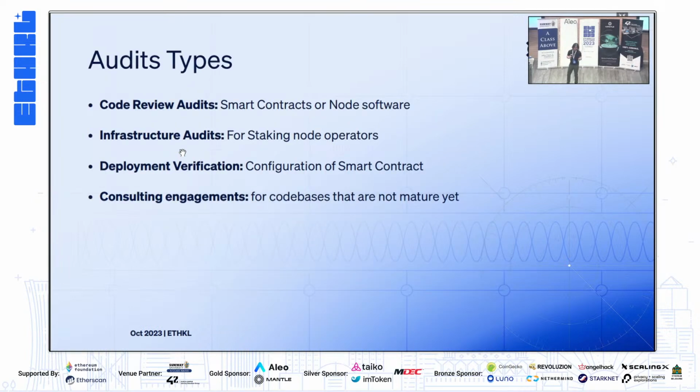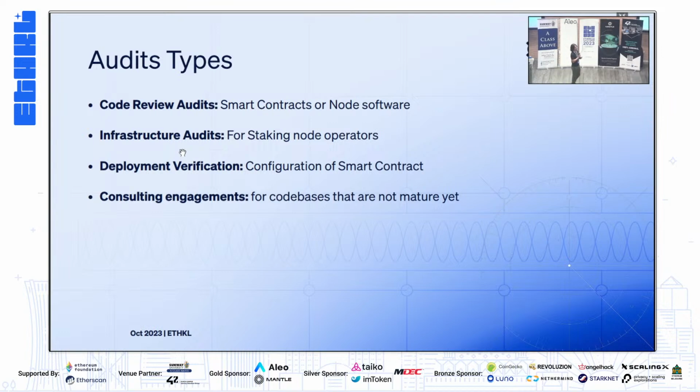So I'm also going to quickly talk about the different audit types. The one that people are more familiar with is code review audits, where we review the code of the smart contract or the node software. We're also doing infrastructure audits. Right now there are a lot of staking facilities that run on AWS, etc. So we look at how their security posture is, and how they are managing their keys, etc. So these are infrastructure audits.